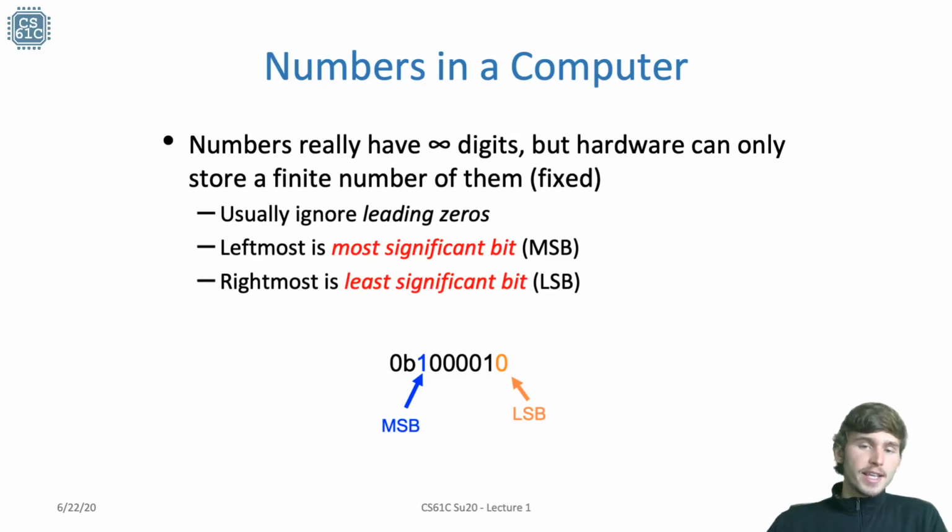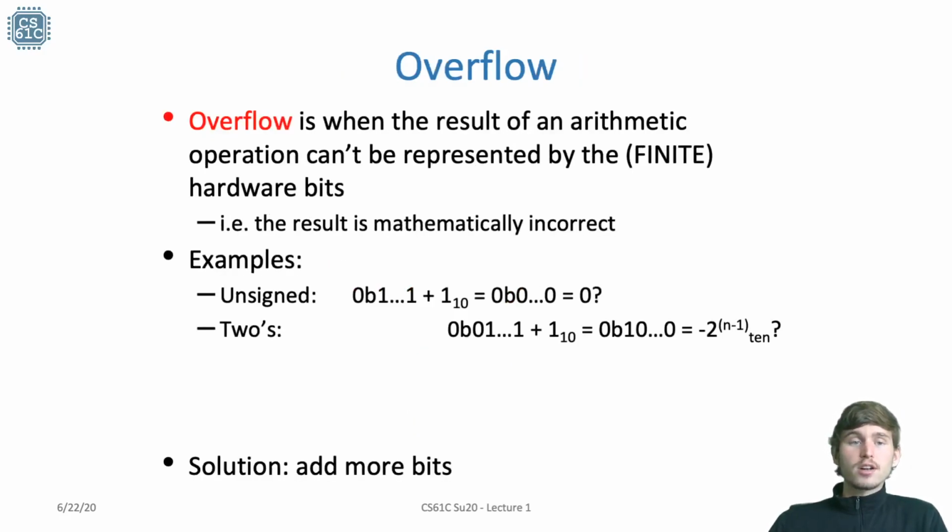So this finite nature of hardware does cause us some problems. Really, it causes overflow, where overflow is when the result of an arithmetic operation cannot be represented by the finite number of hardware bits. What this really means in real English is the result is mathematically incorrect from what we would expect normally.